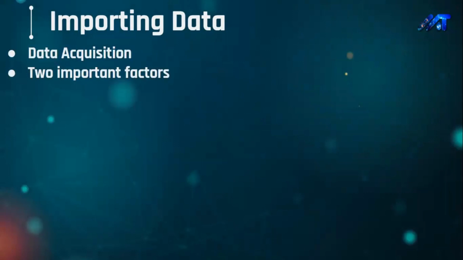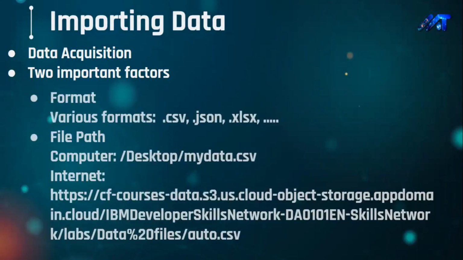Data acquisition is a process of loading and reading data into a notebook from various sources. To read any data using Python's Pandas package, there are two important factors to consider: format and file path. Format is the way data is encoded. We can usually tell different encoding schemes by looking at the ending of the file name. Some common encodings are CSV, JSON, XLSX, HDF, and so forth.